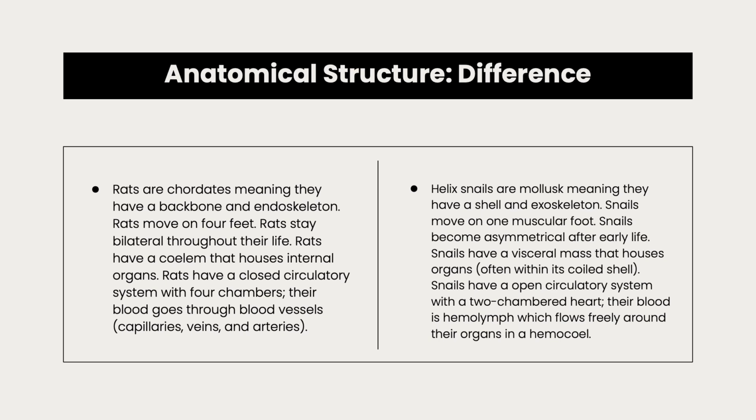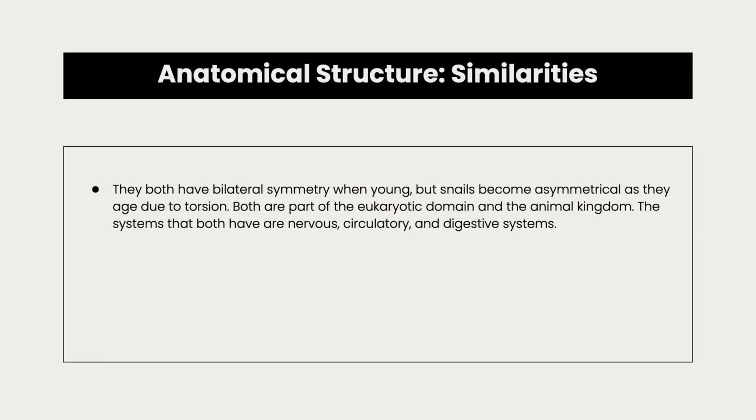And snails have an open circulatory system. Rats have a closed circulatory system with 4 chambers like us humans. Snails' open one only has a 2-chamber heart. And then snails' blood is hemolymph, which is different from ours. Hemoglobin, which is red. Snails' hemolymph is blue, and their hemolymph flows freely around their organs in a hemocoel. Rats, since they're like us with hemoglobin, they have red blood, and it goes through their 4 chambers of the heart and the circulatory system, and it goes through all the blood vessels that we have as well.